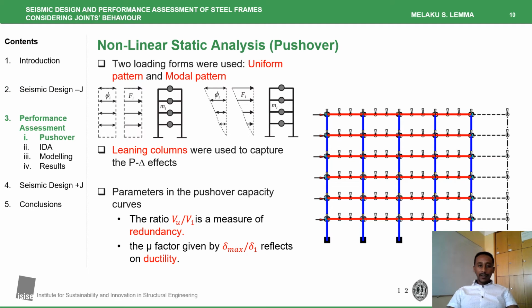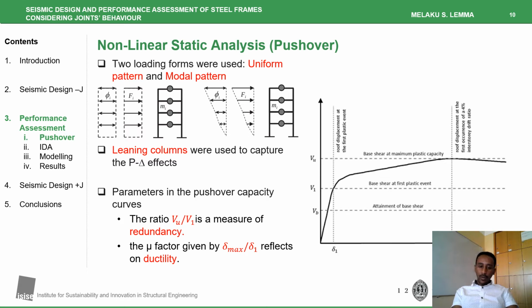After the design, performance assessment was done using pushover analysis with two loading forms: one uniform pattern and the other a modal pattern, where the lateral forces were applied on the frame. Leaning columns were used to capture the P-delta effect, and some parameters were controlled throughout the process.